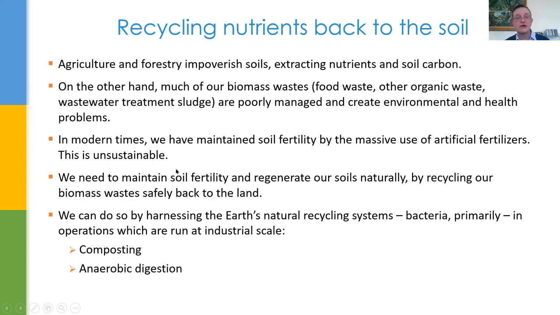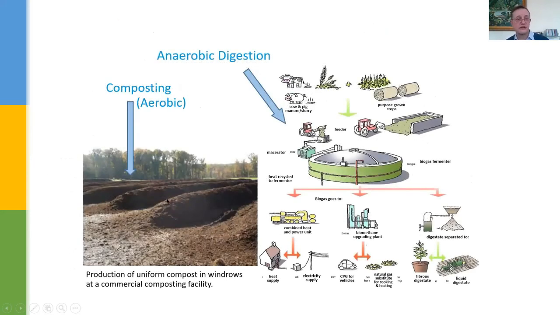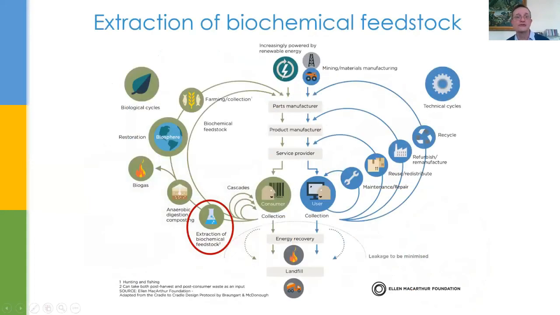Composting and anaerobic digestion. Composting is an aerobic process. This is what it could look like. Anaerobic digestion is one that we all know, but we all know really for the biogas. We often think of anaerobic digestion as a producer of biogas. Well, actually, in a circular economy, what we're really much more interested in is what's left over, the digestate. The biogas is a useful and interesting byproduct, but the digestate is what we're interested in, because this is what will go back onto the land and restore our soils.